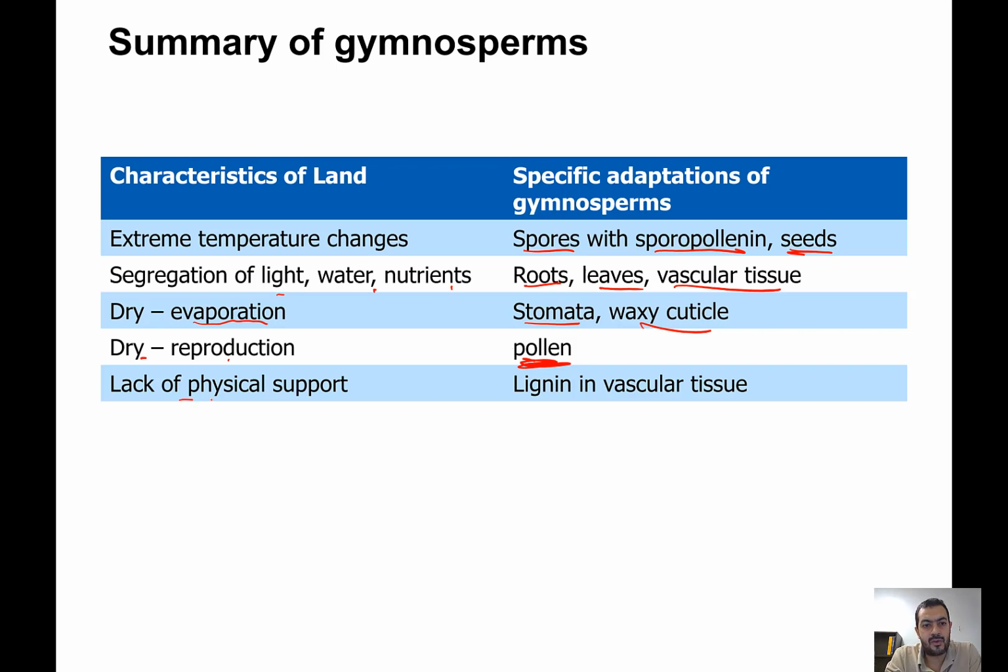Then how do they solve the problem of lack of physical support? Now again, it is a type of vascular plant, so they have lignin in their vascular tissues, giving them the physical support. So that's it for the gymnosperms.